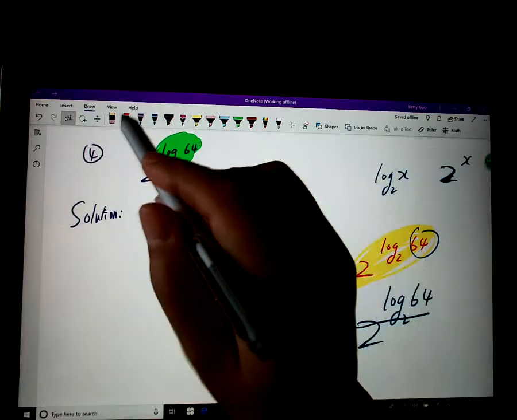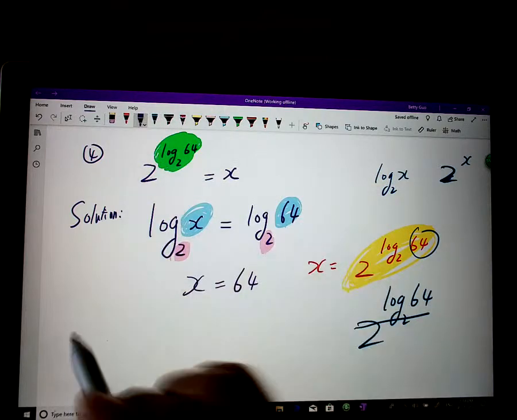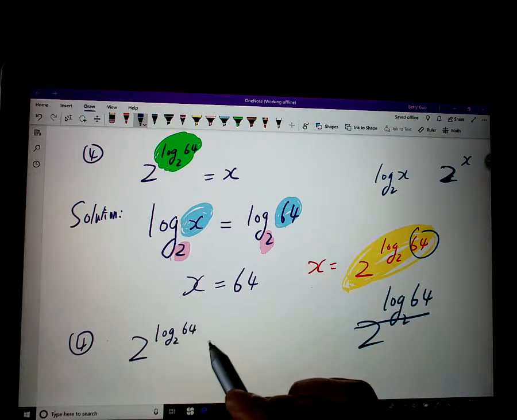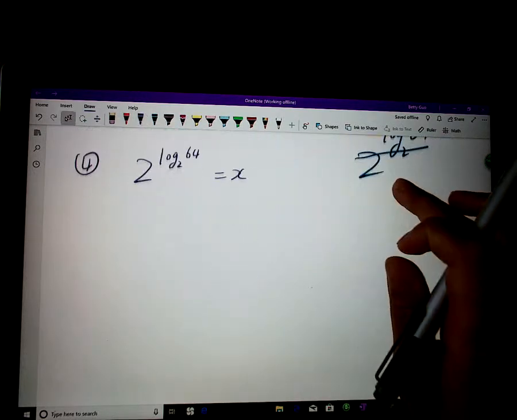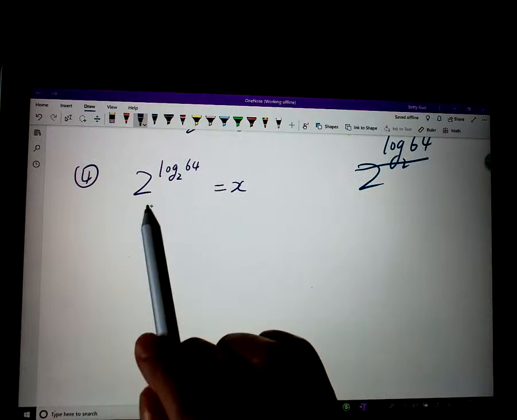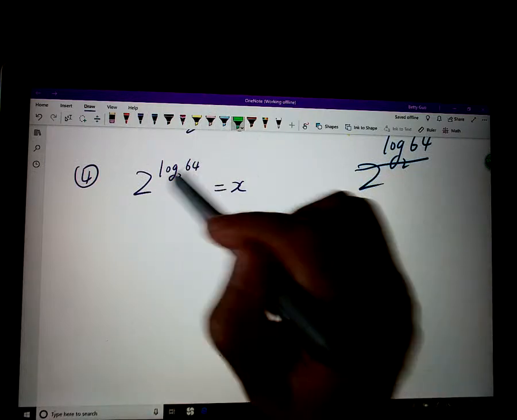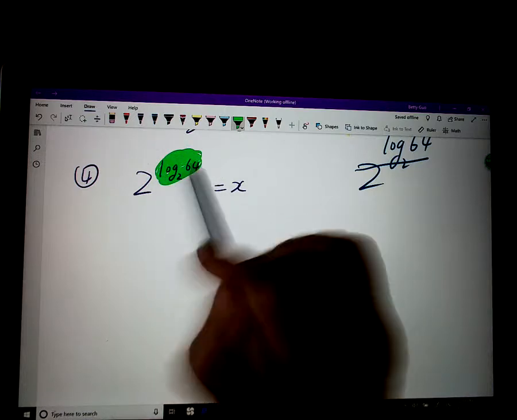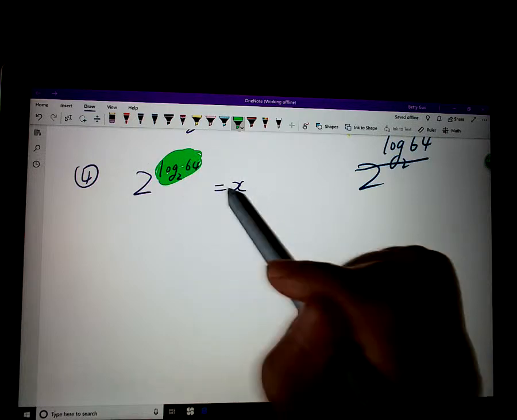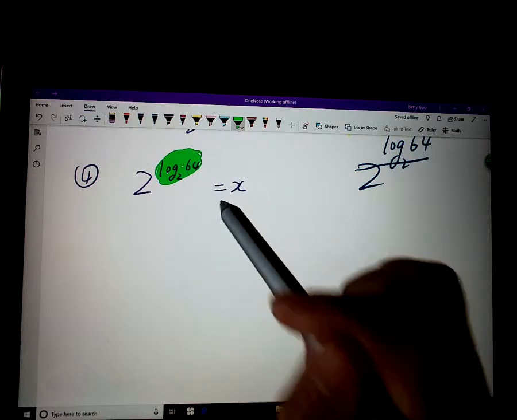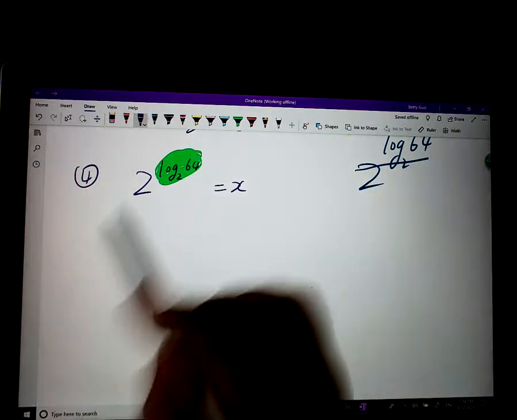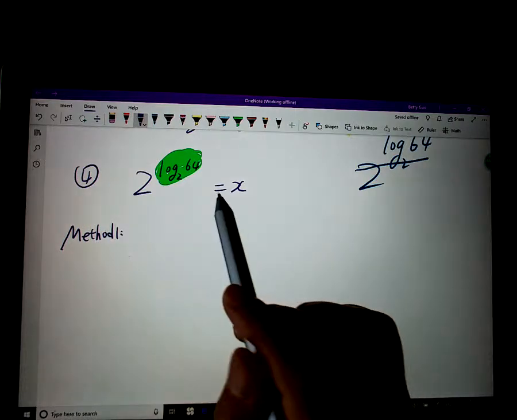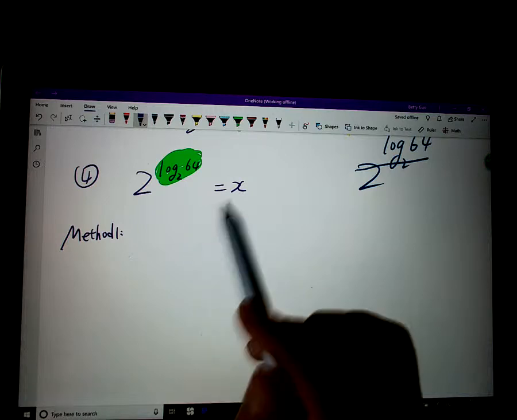Actually, I could rewrite this number 4 here. 2 to the power of log with base 2, 64, equals x. The given equation is 2 to the power of whatever this part is, that's the power, that's the exponent. 2 to the power of the green part equals x. So the equation is in the exponential form. One way I can solve this equation is to convert the equation to its equivalent logarithmic form.